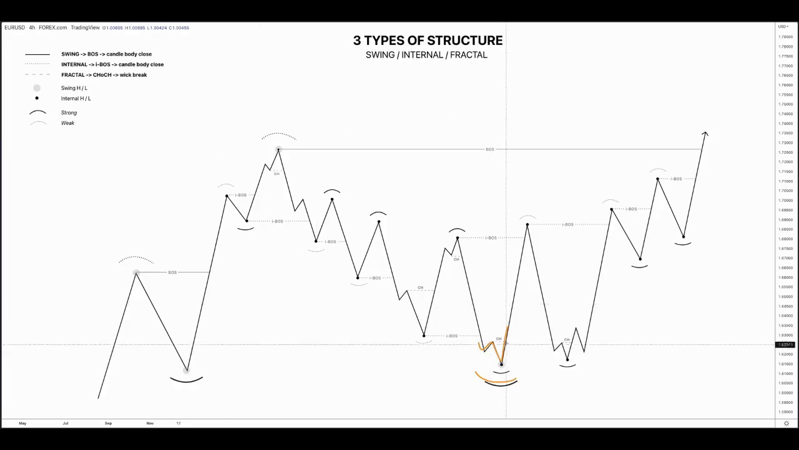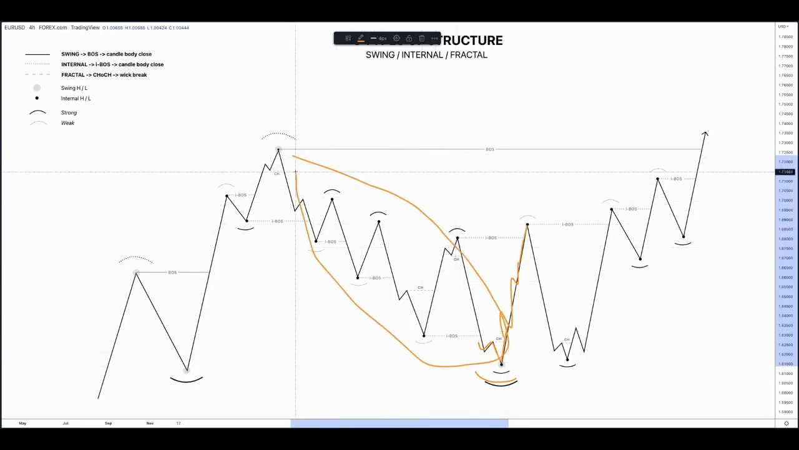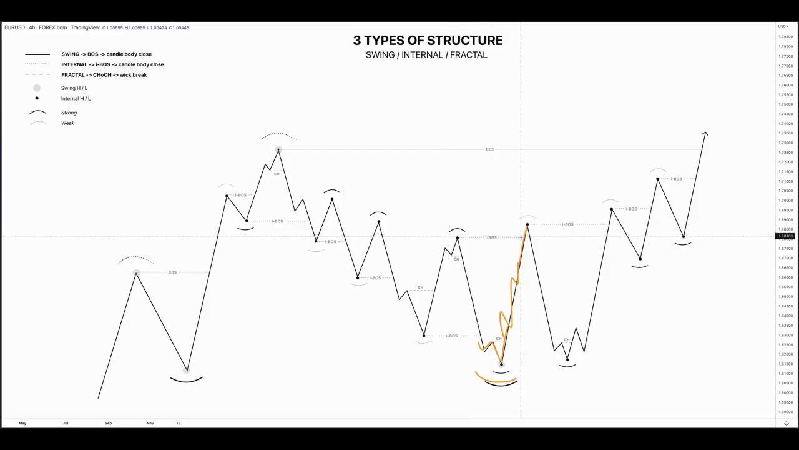So when we get this CHOC in here, we can get long and anticipate that move. But at this moment, our expectation can only be that we're getting an internal pullback up into this high. Once we get that bullish IBOS, now we have true confirmation that this swing pullback has finished, because the internal structure has realigned itself with the bullish swing structure. Now everything is aligned for us to target the weak swing high.